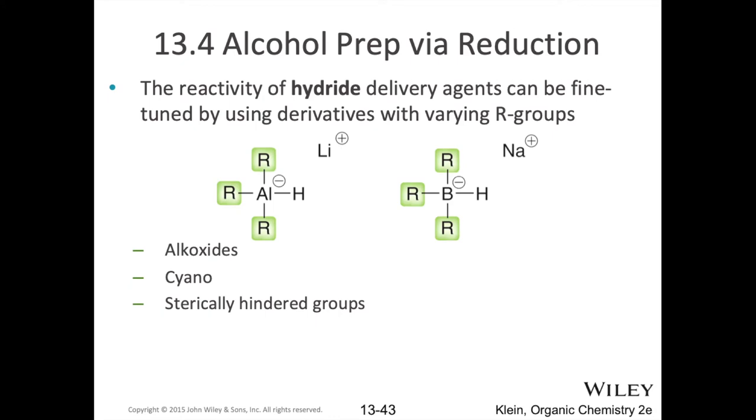Okay, so basically you can use various derivatives of your lithium aluminum hydride or sodium borohydride by swapping out the hydrogens on your metal center, or metalloid in the case of boron, with other groups. Okay, these can include alkoxide, they can include cyano groups, things that are very bulky, and again, that can kind of limit what they can do. Might make them milder in the case of a sterically hindered group, for example.